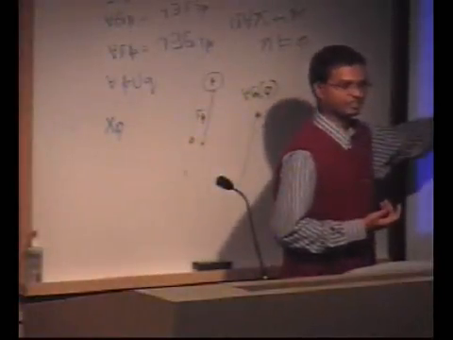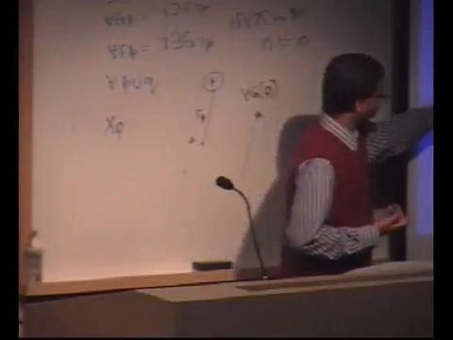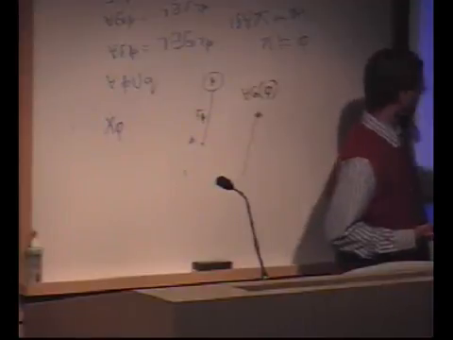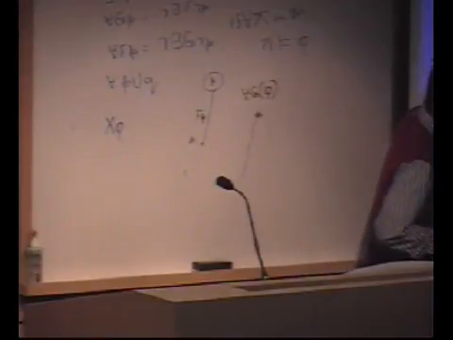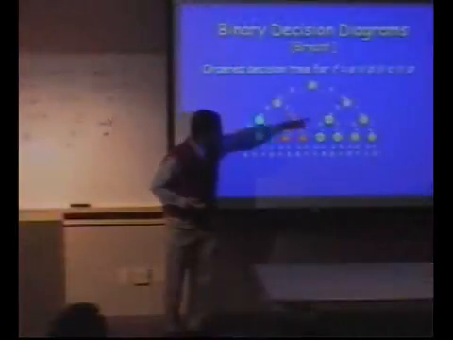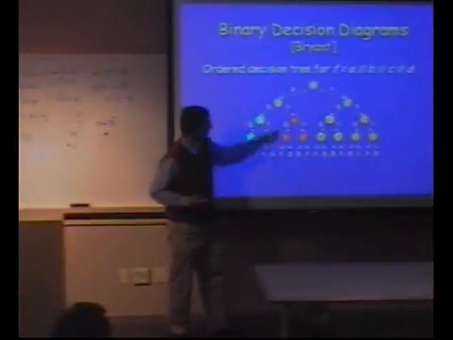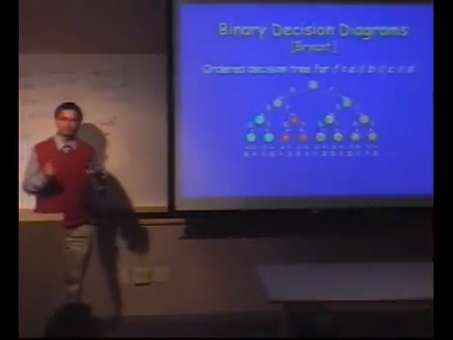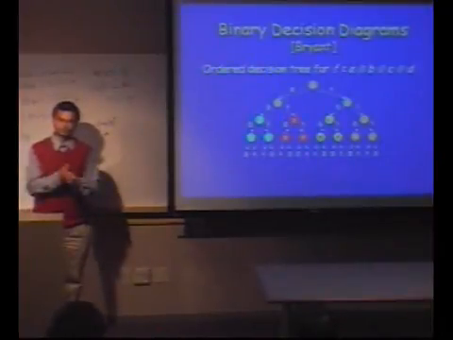I can represent it as a decision tree. But for most functions, there is a lot of commonality and redundancy in this decision tree. For instance, in this, this and that are sort of isomorphic, and so are this and this. And there's a lot of redundancy. So what you could do is you could do two things. If two nodes are isomorphic, you can merge them.